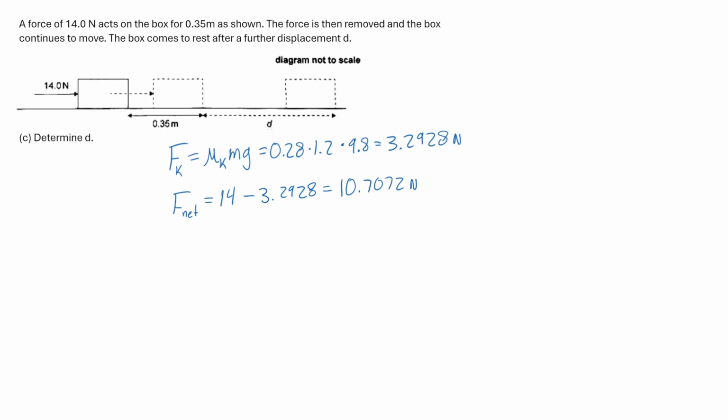So where do we go from here? Well, also recall that the net force is equal to ma. And we know the mass. The mass is 1.2 kilograms. So if we divide our 10.7072 by the mass of 1.2, we will get the acceleration. So the acceleration is roughly 8.92 meters per second squared.